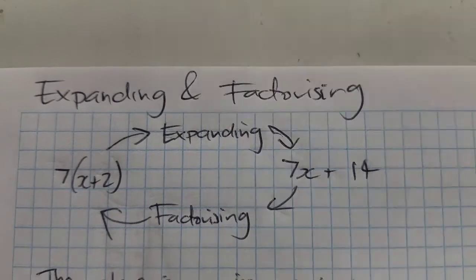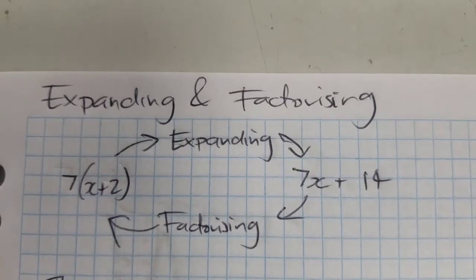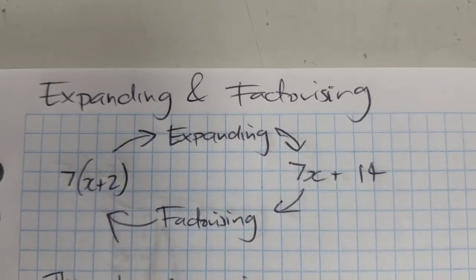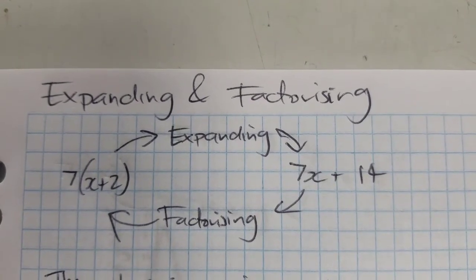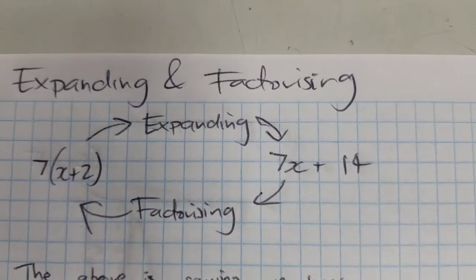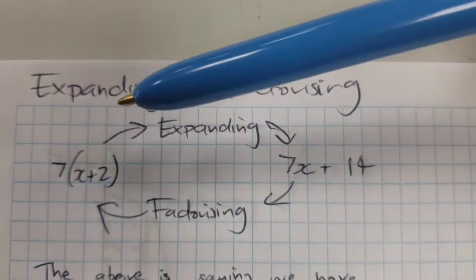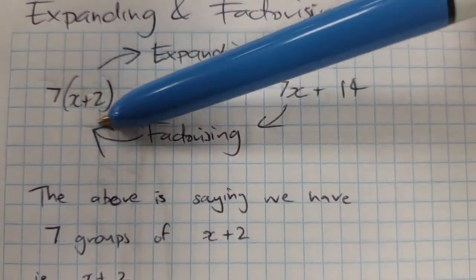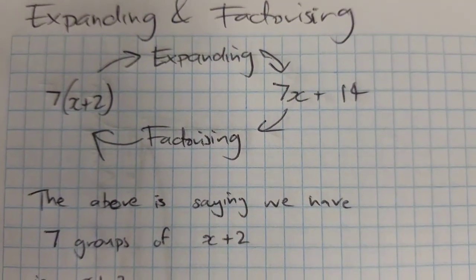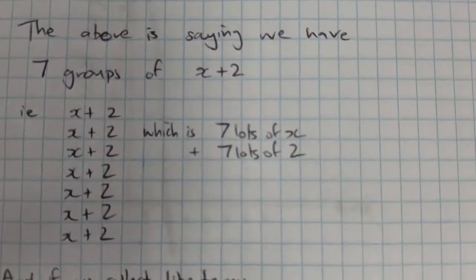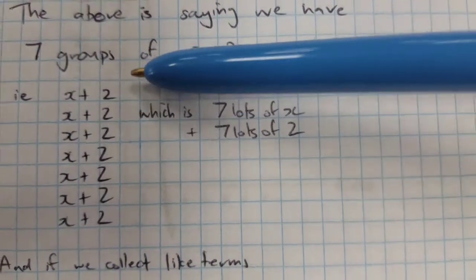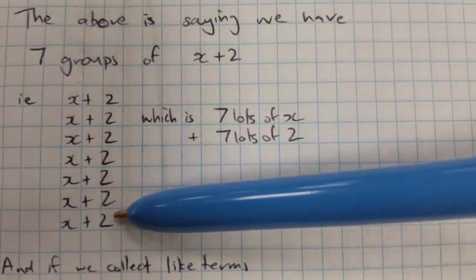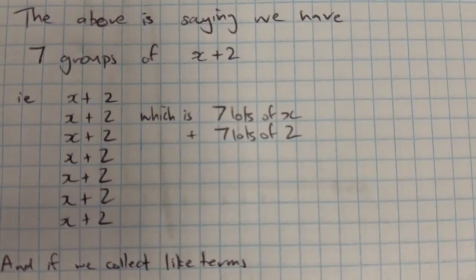And I'm hopefully going to show you one example of why we do this. There's a real world example which hopefully could make things a bit more intuitive for you guys. So let's break down this 7 bracket x plus 2 bracket. What that is saying is we've got 7 lots of x plus 2, or 7 groups of x plus 2, and I could actually write out those 7 groups here, and that's what I've done. We've got 1 group, 2, 3, 4, 5, 6, 7 groups of x plus 2.